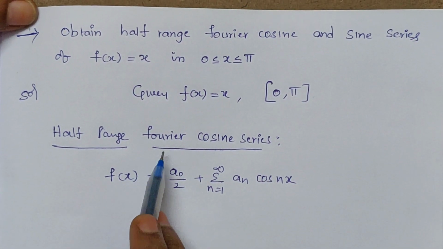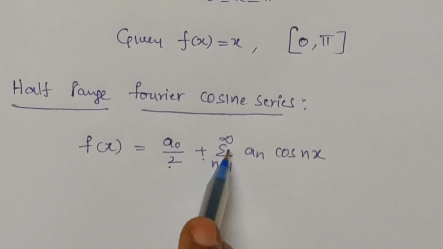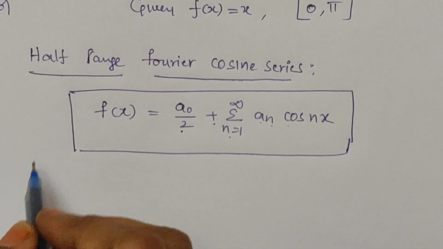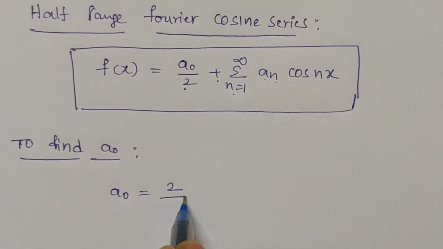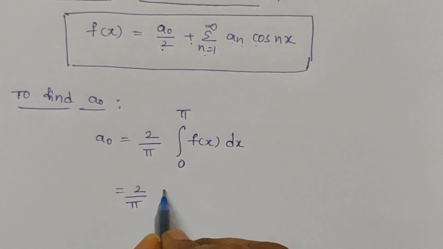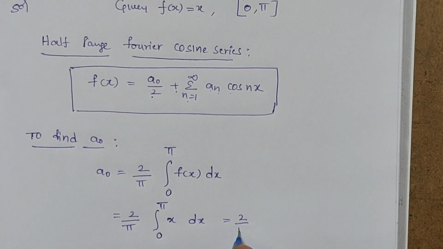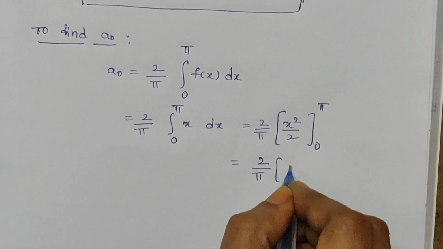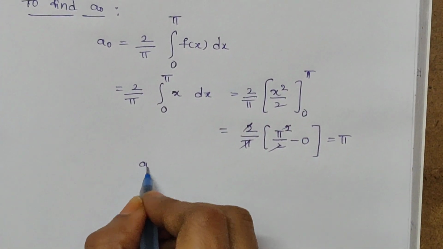In particular, we are now finding the half range cosine series, that is given by f of x equal to a0 by 2 plus sigma n equal to 1 to infinity an cos nx. Here a0 and an are Fourier coefficients we need to determine. To find a0, the formula is a0 equal to 2 by pi integral 0 to pi f of x dx, equal to 2 by pi integral 0 to pi of x dx. So 2 by pi, the integral of x is x square by 2, limits 0 to pi. By substituting the upper limit, pi square by 2, and lower limit value 0, pi cancels, 2 cancels, so a0 equals pi.